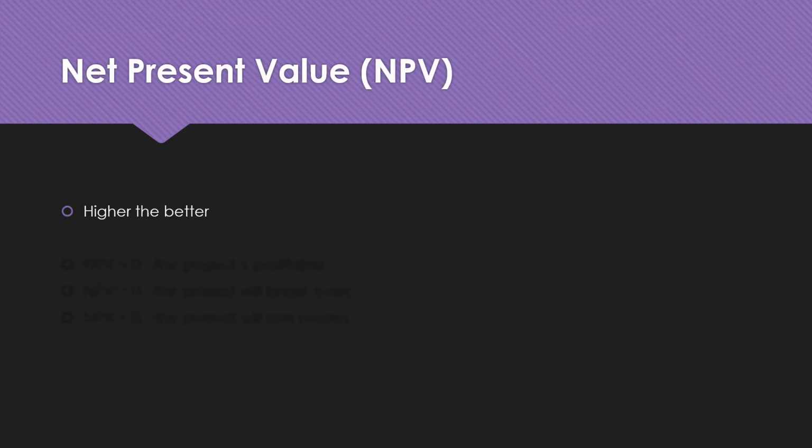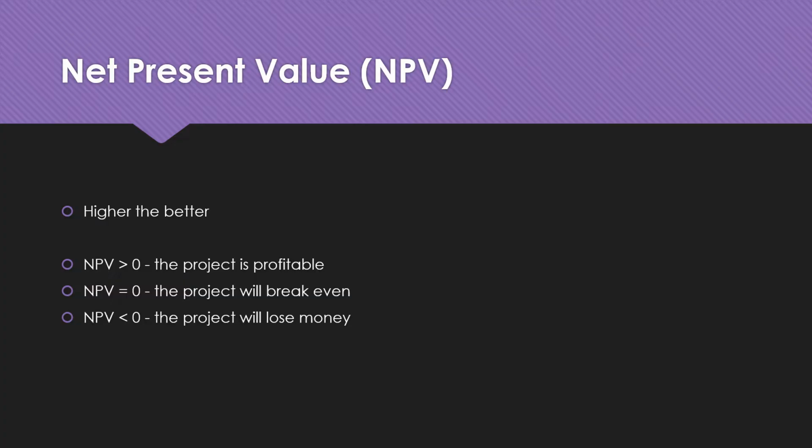So the first in the list is net present value. We are not touching any definitions of these concepts in the video. We are only going over what is better. NPV, higher the better. The higher the value of net present value, the better for the organization. If NPV is greater than zero, the project is profitable. If NPV is equal to zero, the project will break even. And if NPV is less than zero, the project will lose money. So obviously, the higher the value of NPV, the better it is financially for the organization.